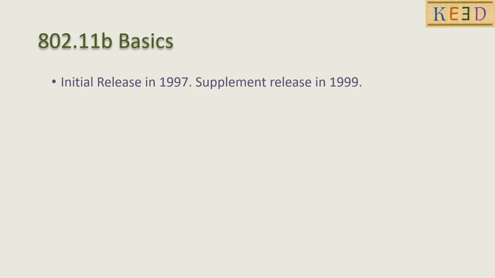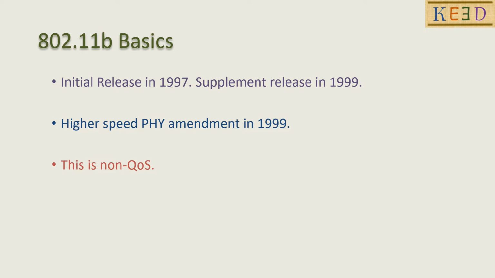802.11b is the first standard that came in 1997. This was again released in 1999 as a supplement. There was again a new amendment with an introduction of higher speed physical layers in the same year. This is non-QoS. This operates in 2.4 GHz.